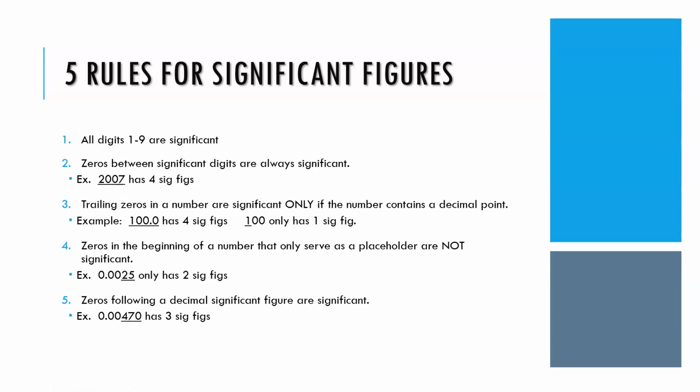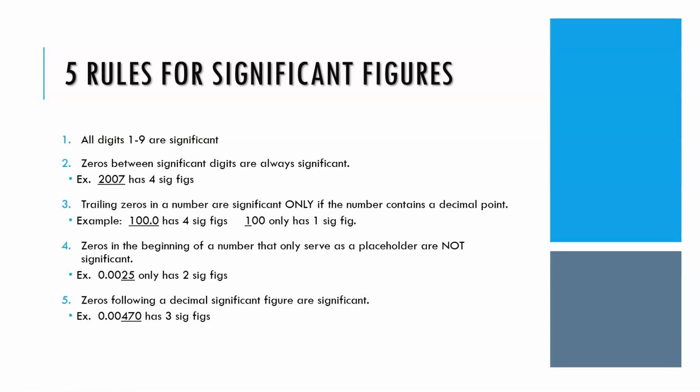On the other hand, trailing zeros, these are probably some of the most difficult for students. Trailing zeros are only significant if the number contains a decimal point. So let's say we have 100.0. That number has 4 sig figs because those trailing zeros, those zeros at the end, have a decimal point. On the other hand, the number 100 only has 1 significant figure, the 1, because there's no decimal point, so those trailing zeros don't count.